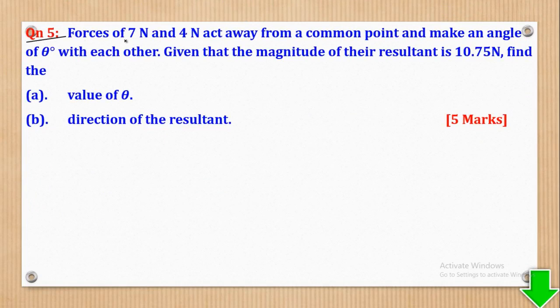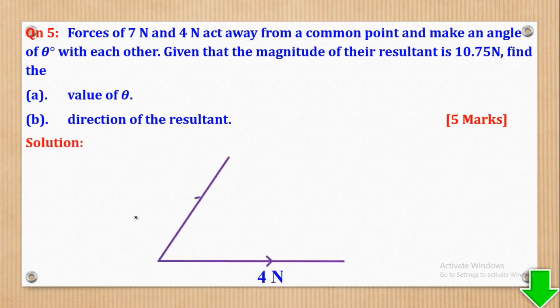Question 5 says forces of 7 and 4 newtons act away from a common point. Know that word, away from a common point, and make an angle theta degrees with each other. Given that the magnitude of their resultant is 10.75 newtons, find part A the value of theta, part B the direction of the resultant.